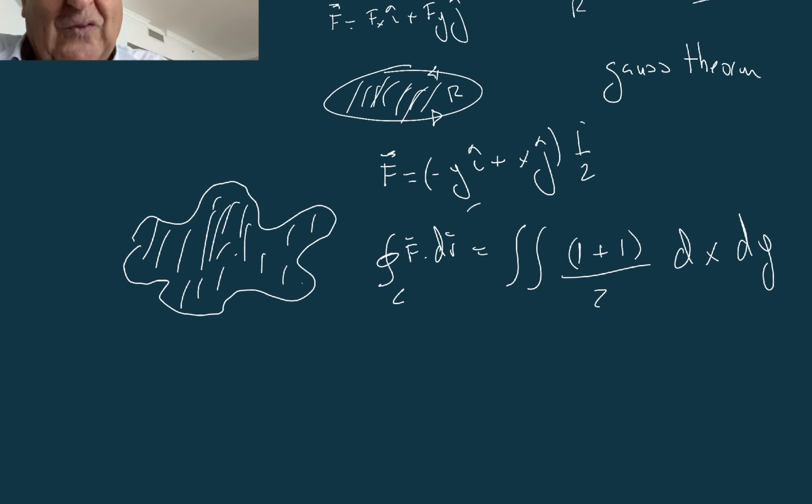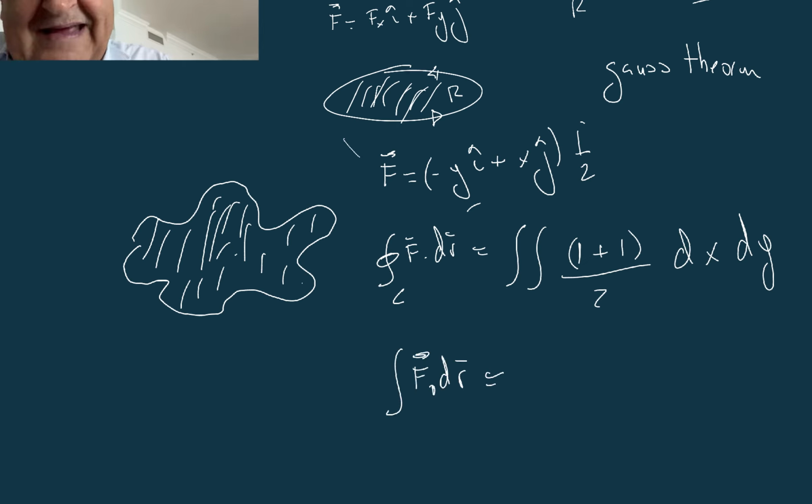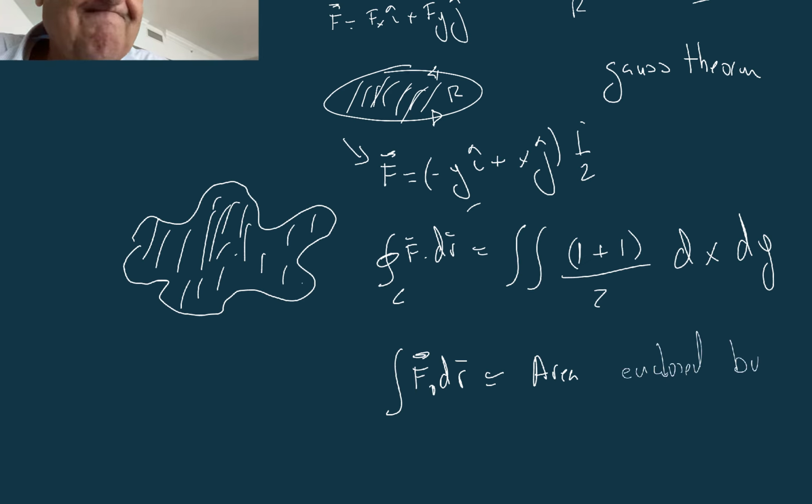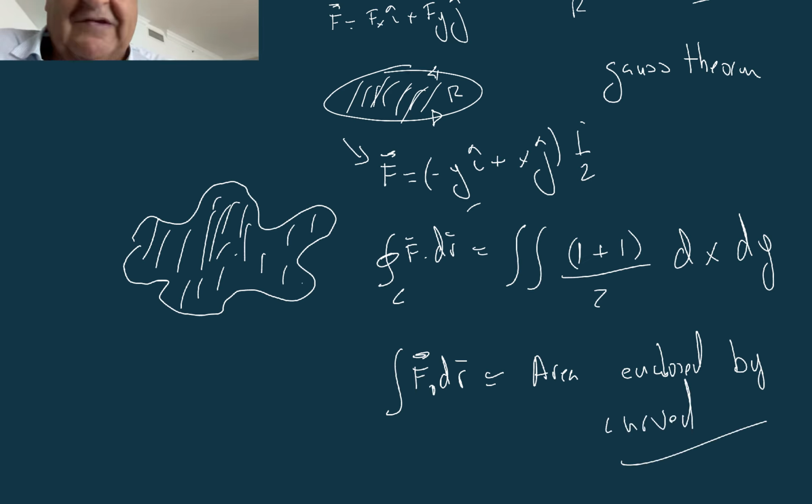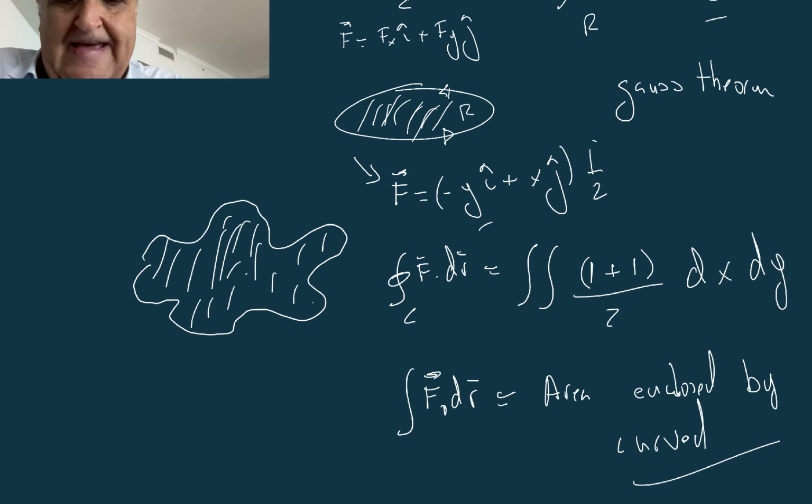Wow. So the line integral of this vector function F scalar dr, for this particular vector function, will give the area enclosed by the curve. Incredible. Incredible how to do this. Now, let's go to write another theorem, the divergence theorem.